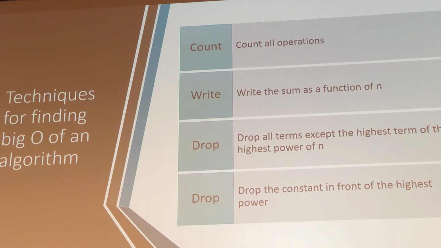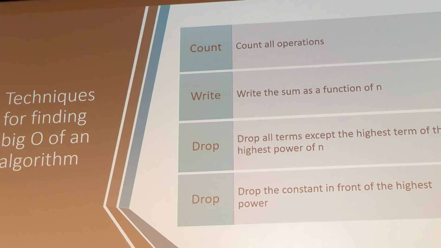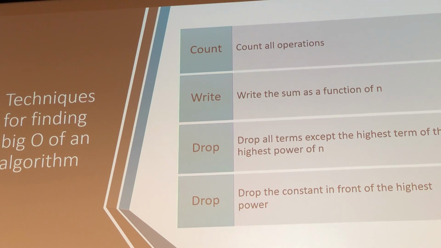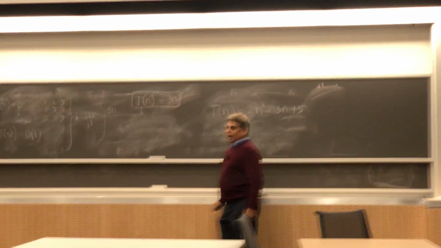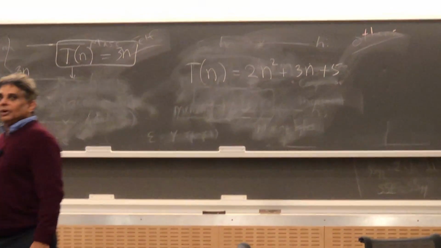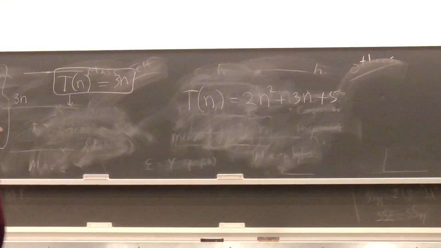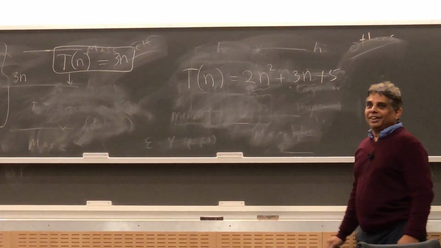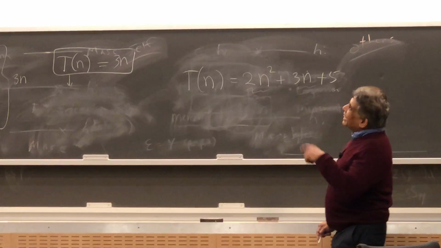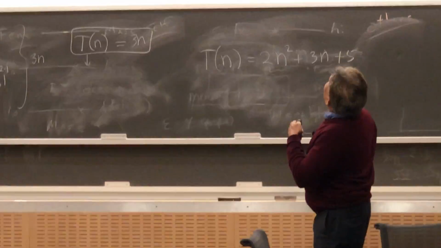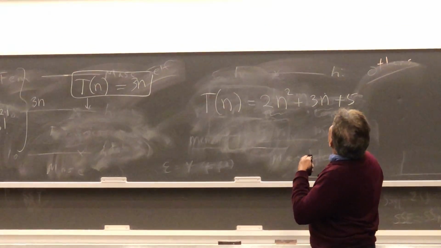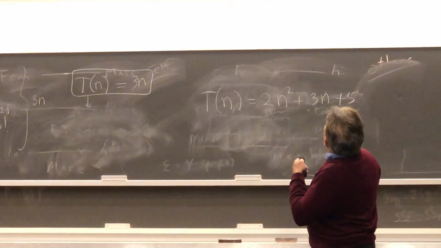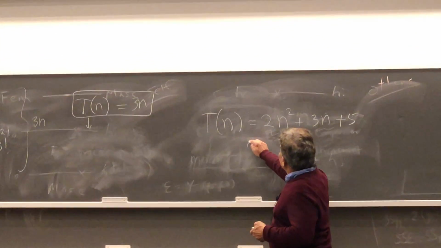Okay, when you count operations, you came up with T(n) equals maybe 2 times n squared plus 3 times n plus maybe 5 other constant operations that we do, okay, outside of the loop. So you can imagine that maybe there's a double loop here, there's a single loop here, right? So what it says is, write the sum as a function of n, drop all the terms except the highest terms.